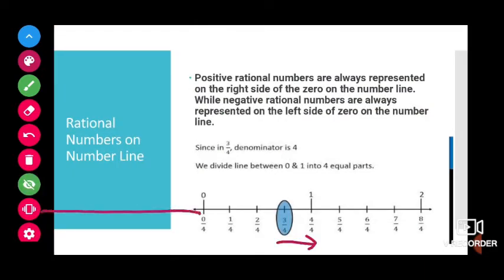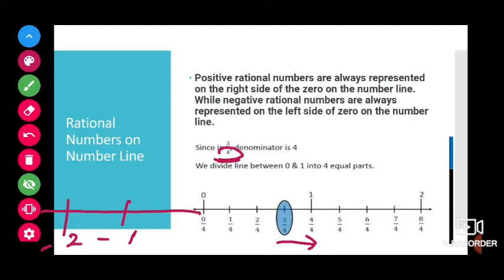If we extend this line on this side, we will get -1, -2 and so on. Now we are going to plot or represent 3/4 on the number line. Here, first we have to see what is the denominator of the rational number. The denominator here is 4.